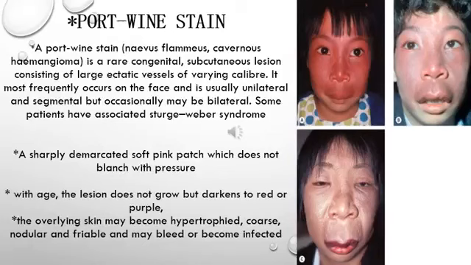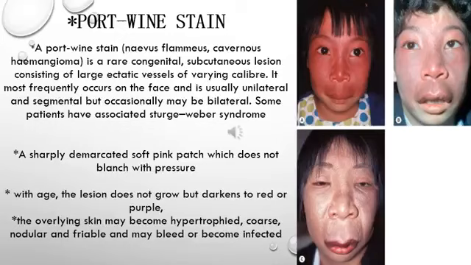Cavernous hemangioma of the lid, or what is called the port wine stain. It is also called nevus flammeus or cavernous hemangioma. It is a rare congenital subcutaneous lesion consisting of large ectatic vessels of varying caliber. It most frequently occurs on the face and is usually unilateral and segmental, but occasionally may be bilateral. Some patients have associated Sturge-Weber syndrome.